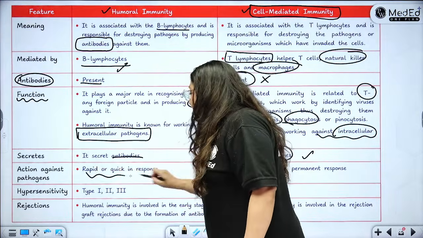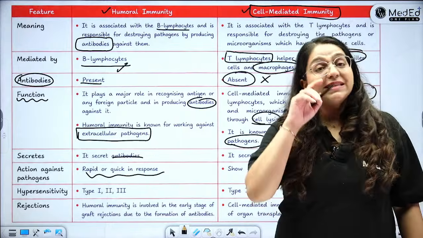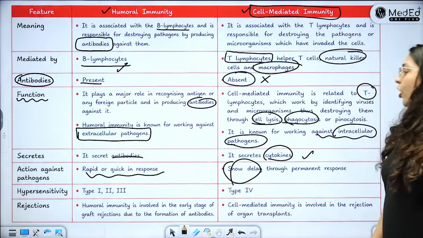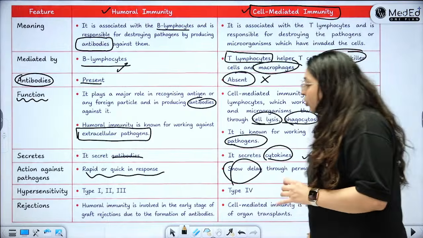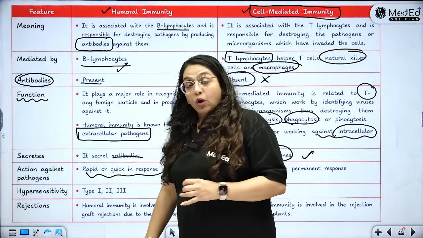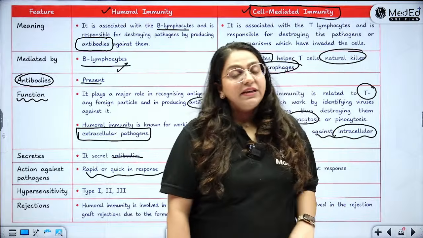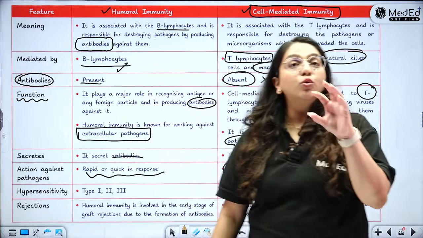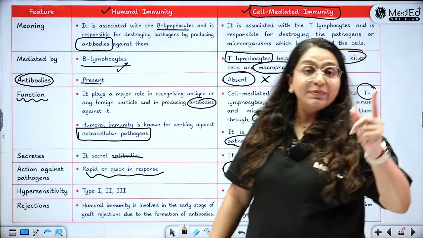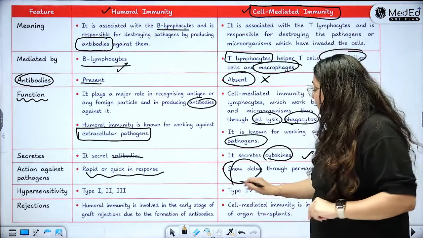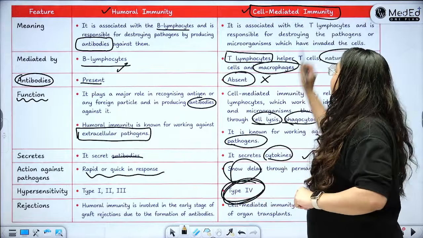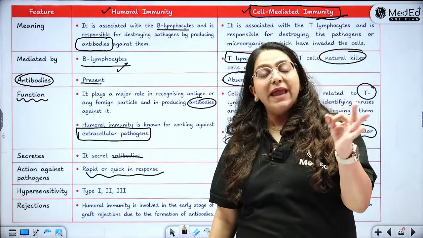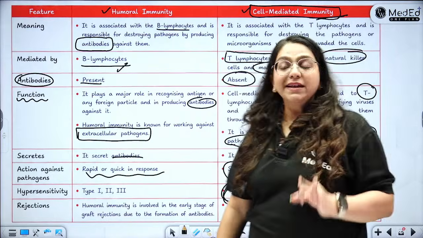Here it is a rapid or quick response. Humoral immunity is quick, whereas cell mediated immunity is slow or delayed. Humoral immunity, now we are also going to cover hypersensitivity. So in that, hypersensitivity type 1, 2 and 3 are your humoral immunity. The only hypersensitivity which is type 4 is cell mediated immunity. ठीक है? The only type 4 is a cell mediated immunity.